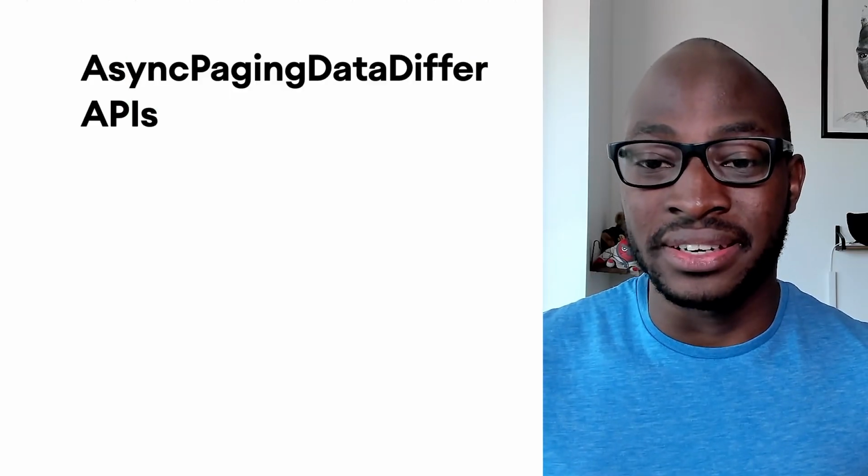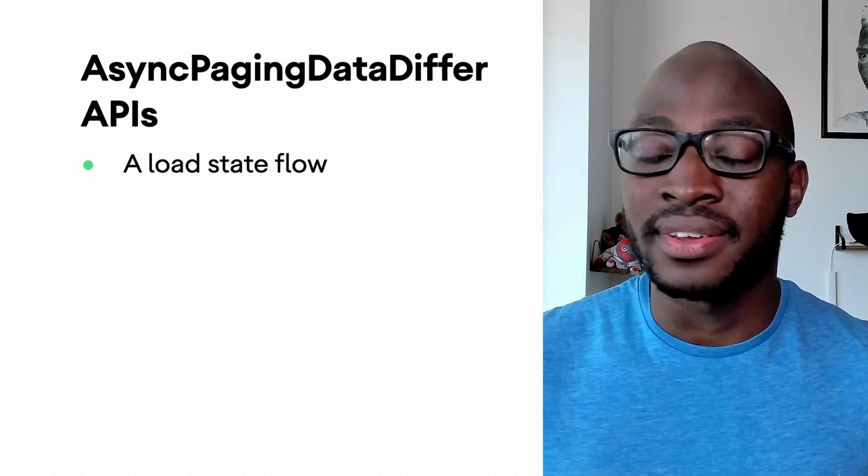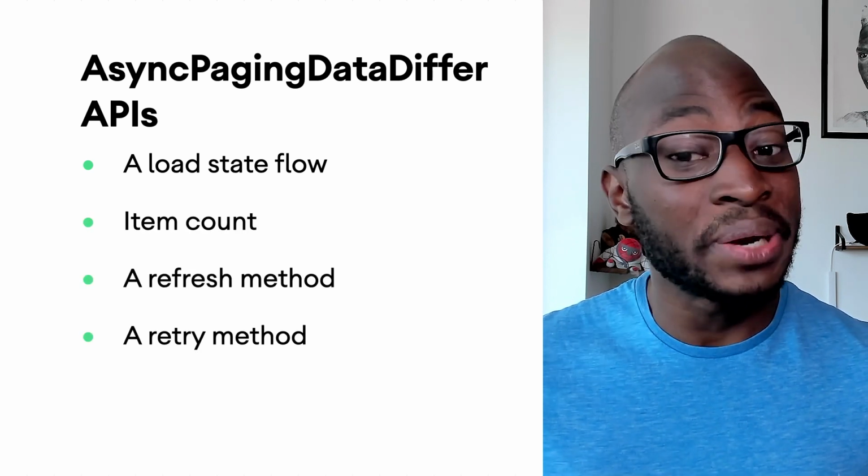Finally, throughout this series, we've been using the PagingDataAdapter to display paginated items in the UI. However, this isn't strictly necessary, as the paging library allows you to bring your own RecyclerView adapter. This is achieved with the AsyncPagingDataDiffer, and it's what the PagingDataAdapter uses internally. The AsyncPagingDataDiffer exposes the load state flow, the item count, a refresh method, a retry method, and much more. If you find yourself needing more flexibility or customization, the AsyncPagingDataDiffer offers a fantastic way to take advantage of most of the abilities and conveniences of the paging library through delegation.